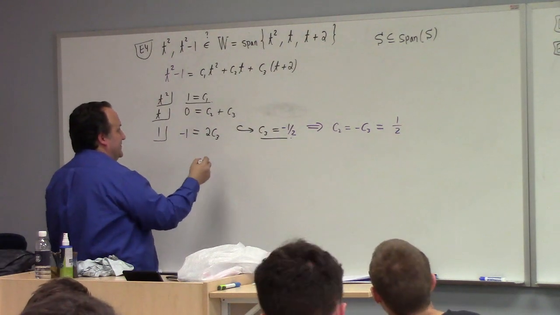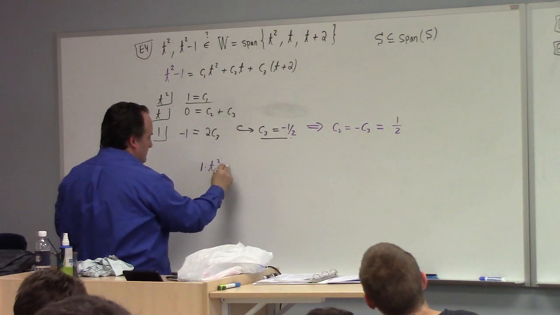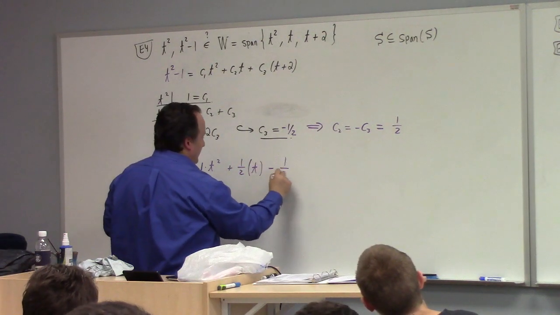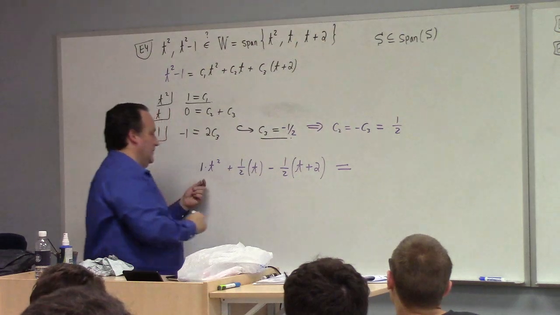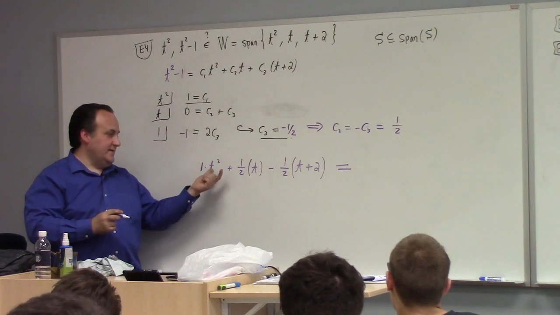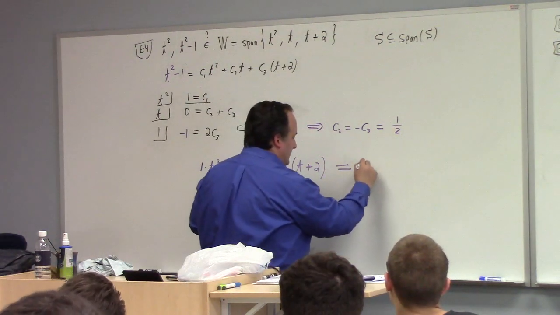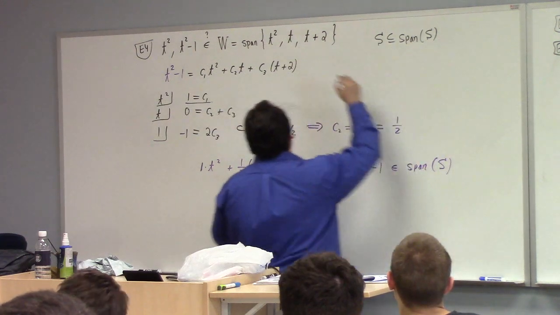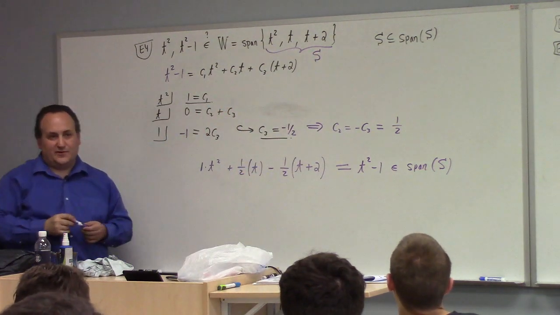Let's check our proof of concept. So 1 times t squared plus 1 half times t, minus 1 half times t plus 2. Did it work? The t and the t over 2 and t over 2 cancel, and you got yourself a t squared and minus 2 over 2. I believe that is t squared minus 1. So, indeedly doodly, that is an element of the span of S, where I have defined S to not write those symbols again. I would encourage you to do the same in your homework.